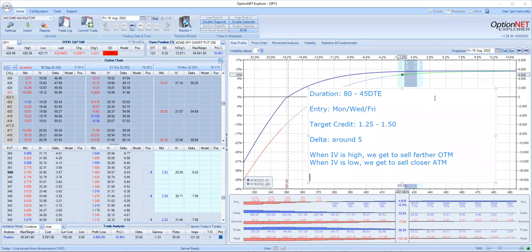All right. So now let's talk about the plan for this trade, right? So every Monday, Wednesday, and Friday, I sell an out of the money put, looking for $1.25 to $1.50 credit. And I do that from 80 DTE down to about 45 DTE. When the current cycle is less than 45 DTE, I move on to the next monthly cycle, which is going to be around 80 DTE.